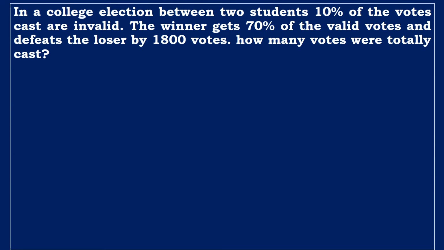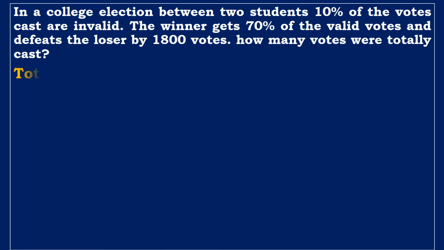The question here is that 10% of the votes cast are invalid in a college election between two students. The winner gets 70% of the valid votes and defeats the loser by 1,800 votes. How many votes were totally cast?